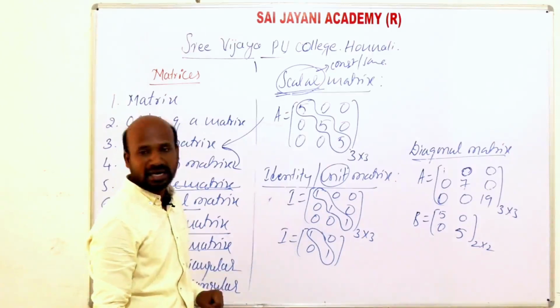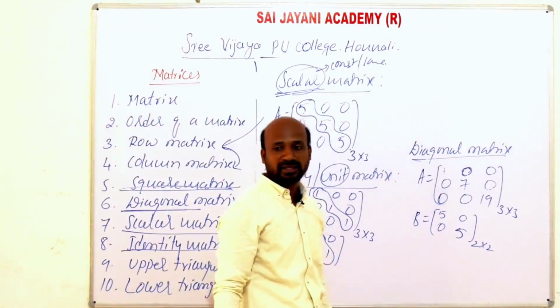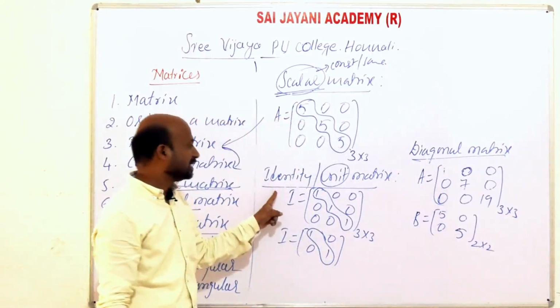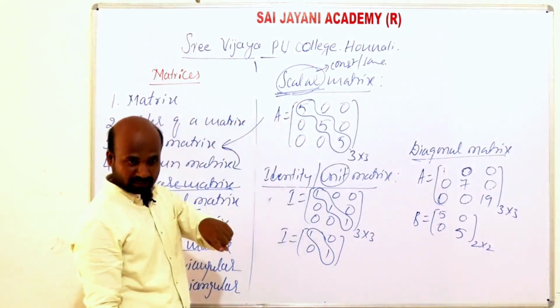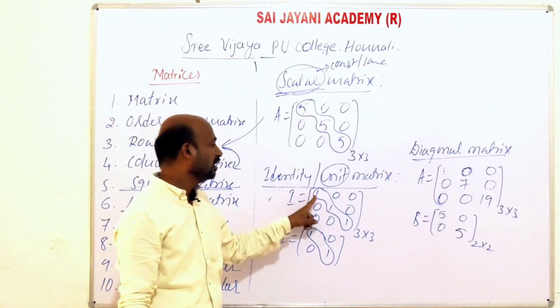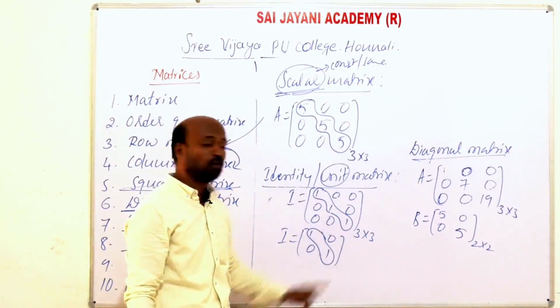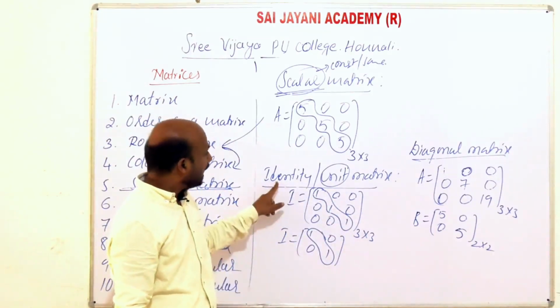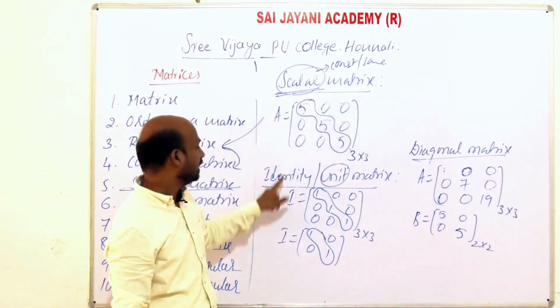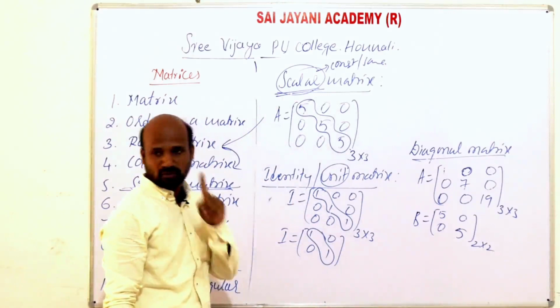So this is identity matrix, and this is the scalar matrix, and this is the diagonal matrix. So identity matrix is a square matrix. Identity matrix is a square matrix in which all the non-diagonal elements are zeros and diagonal elements are equal to 1. Or identity matrix is a scalar matrix in which all the diagonal elements are equal to 1.